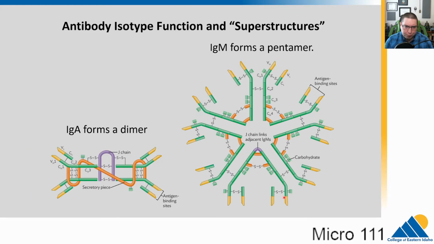So IgA actually forms what we call a dimer. It's two of the Y-shaped molecules stuck together. And IgM can form this giant pentamer, so 5 units of all these Ys that form this giant wheel. So the different structures here. Remember, IgG was just the single Y shape.